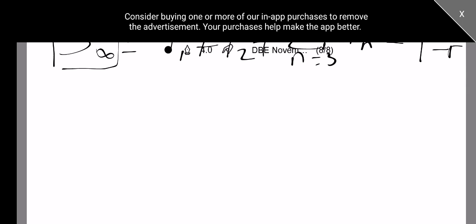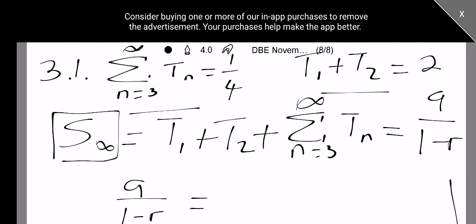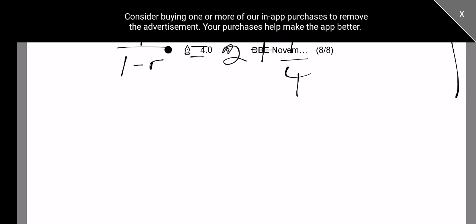Now let's substitute in our values. a over 1 minus r equals T1 plus T2. T1 plus T2 equals 2, and this equals 1 over 4. So it's 2 plus 1 over 4. a over 1 minus r equals 2 plus 1 over 4, which is going to give us 9 over 4.